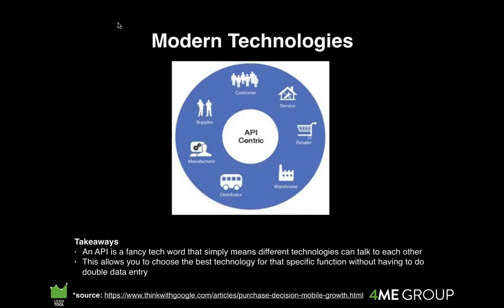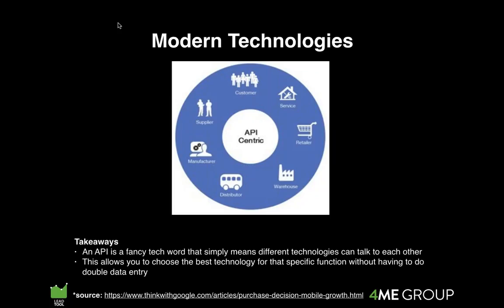Now, when it comes to modern technologies, like I said at the beginning, in 2017 you should have the option to choose what works best for you in that specific function. And the way that's accomplished is through what we call an API. An API is just fancy tech talk that simply means that different technologies can talk to each other. So whether you choose the CRM at the very beginning of the sale, where you're collecting that customer information, all the way to the measure software for it to be integrated into, all the way down then into your quoting or your inventory or accounting software, whatever that looks like, they should have the ability to talk to each other.